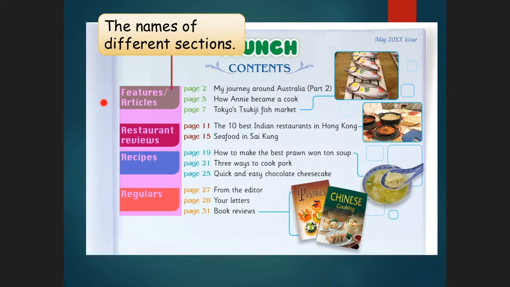Features or articles, that means some special stories that you can read in this issue of the magazine. In restaurant reviews, people will tell you what they think about different restaurants. There are also some recipes for you to learn how to cook different dishes. Regulars, that means something that you can read in every issue of the magazine.